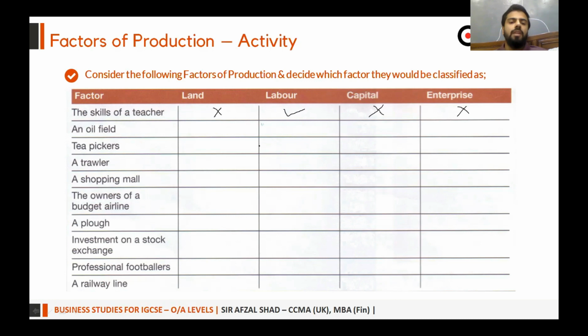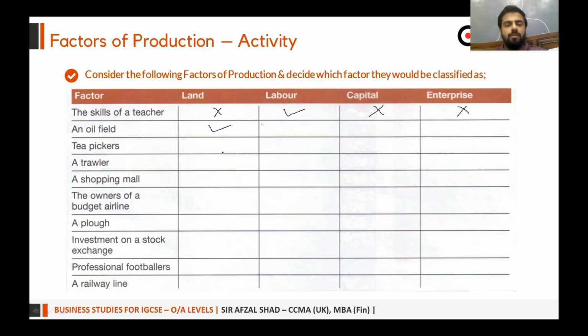An oil field. What is the purpose of an oil field? To extract oil from land. So if it is extracting oil from land, that means it comes under the term of land.